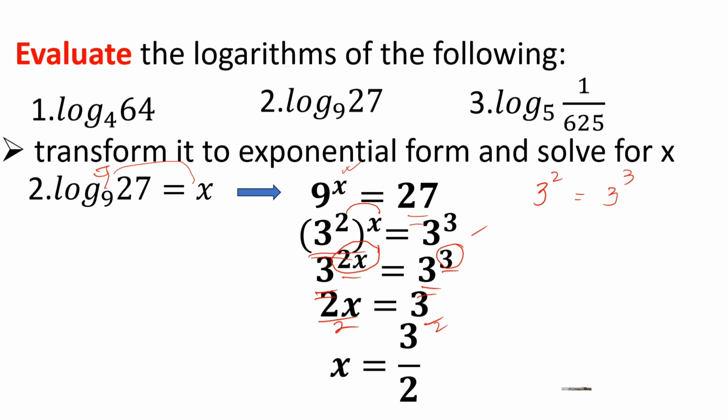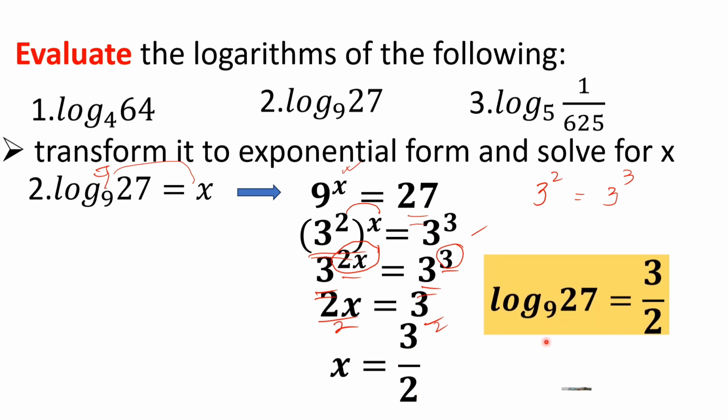So number 2, log of 27 to the base 9, which is equated to x, where x is already 3 halves. The entire logarithmic equation is log of 27 to the base 9 is equal to 3 halves.